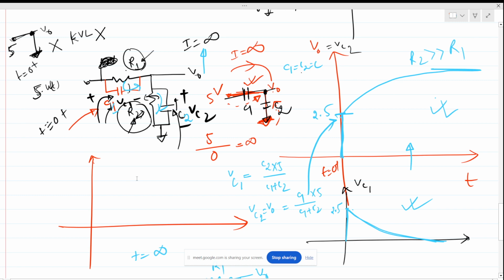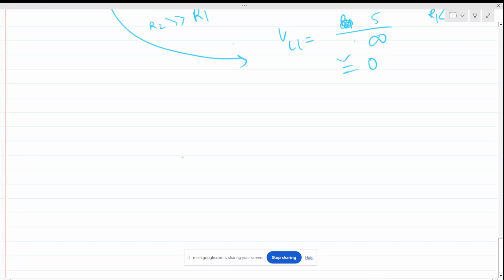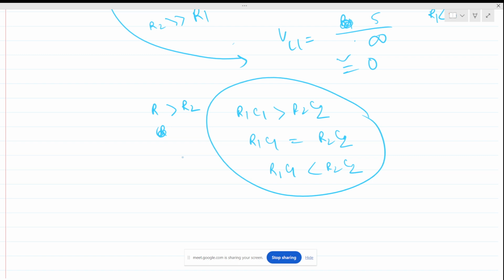So basically, the interviewer may give you these conditions. There are three conditions, right? R1C1 is greater than R2C2, R1C1 equal to R2C2, and R1C1 less than R2C2. And then they will ask you the transient response and the frequency domain response.